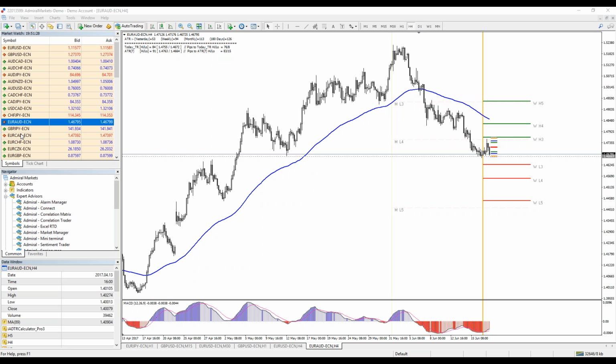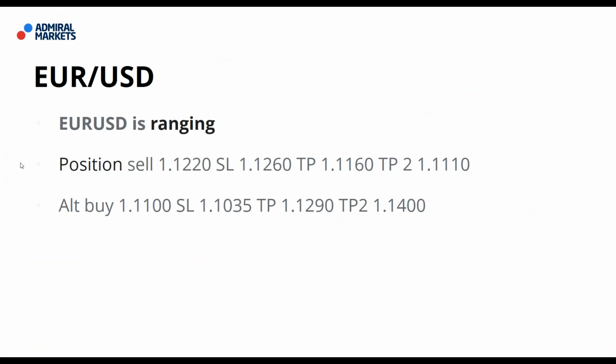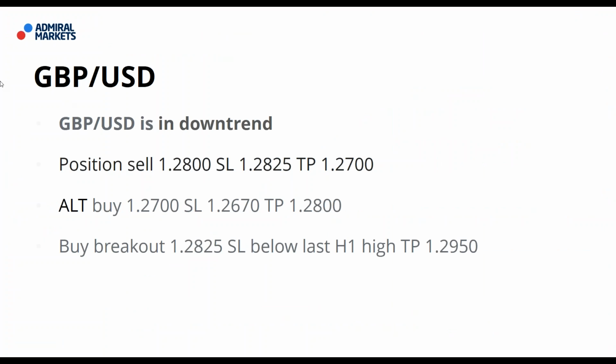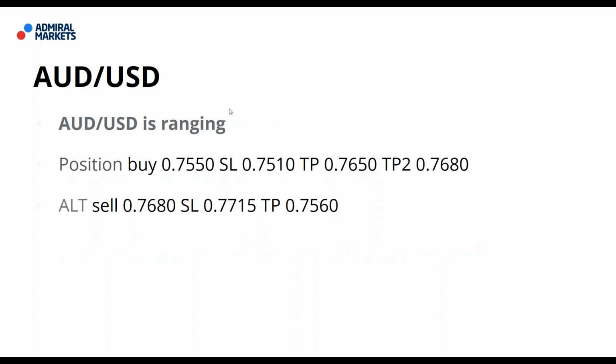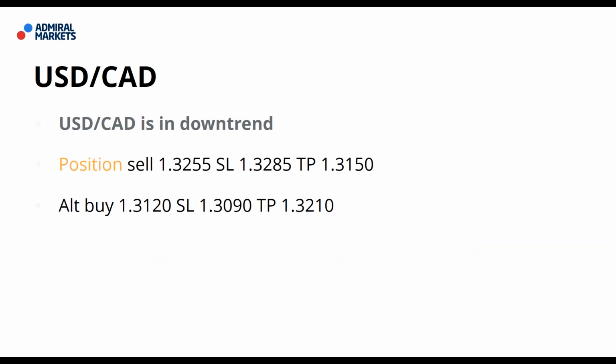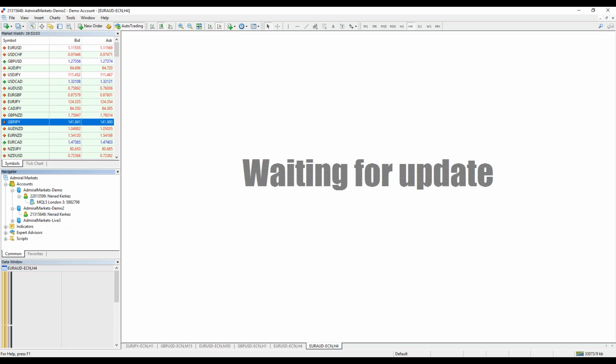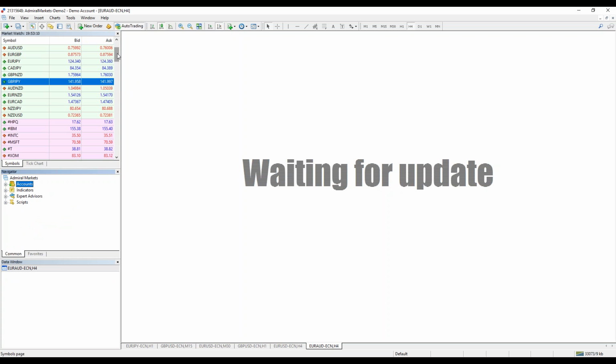Okay, I will first roll the slides, then I will show WTI. So pay attention to slides now. These are slides. Euro dollar, pound dollar. Now Australian dollar, dollar CAD, and pound yen. And finally, this is WTI.